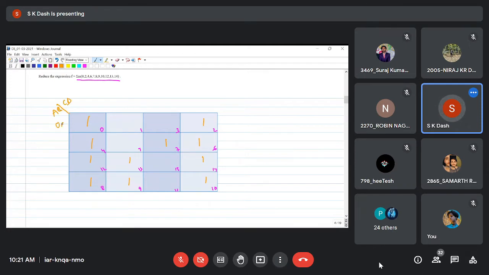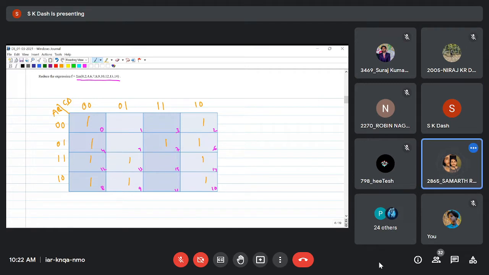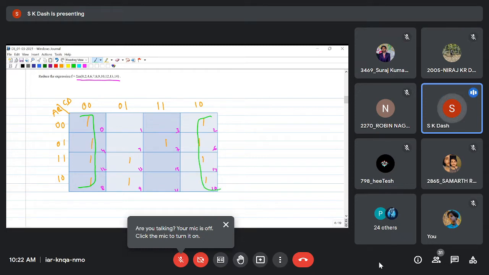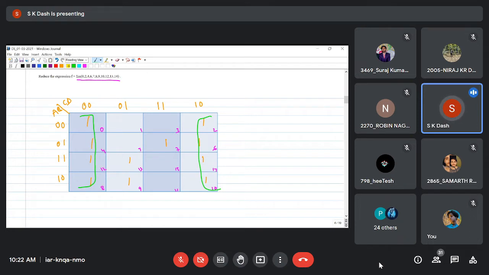Now check carefully and tell what combinations are possible. Obviously a group of 16 is not possible because 16 ones are not present. Any octet possible? Any 8 adjacent ones? Is there anywhere 8 adjacent ones? Yes, sir. Where? This one. These 4 ones and these 4 ones are adjacent to each other. Any other octet? No other octet is possible.